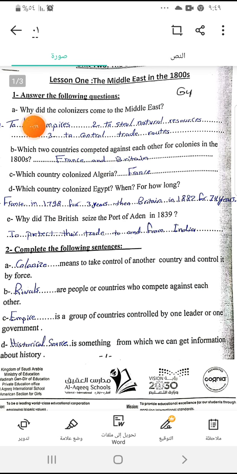Of course, you know that the questions will not be the same. I can change these questions into true or false or multiple choice questions, but you should understand before you study.